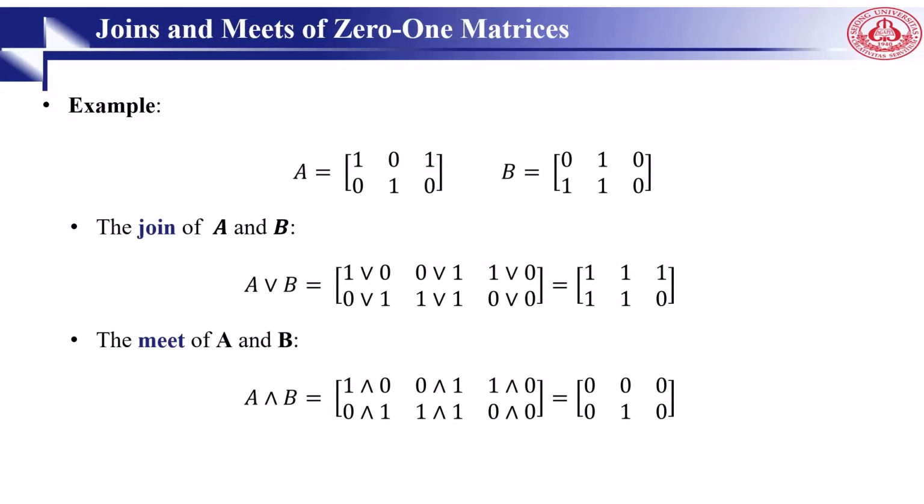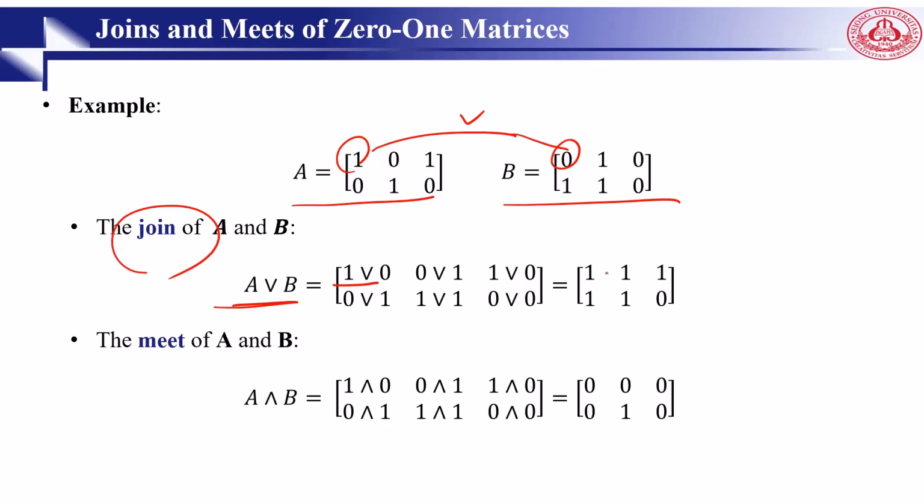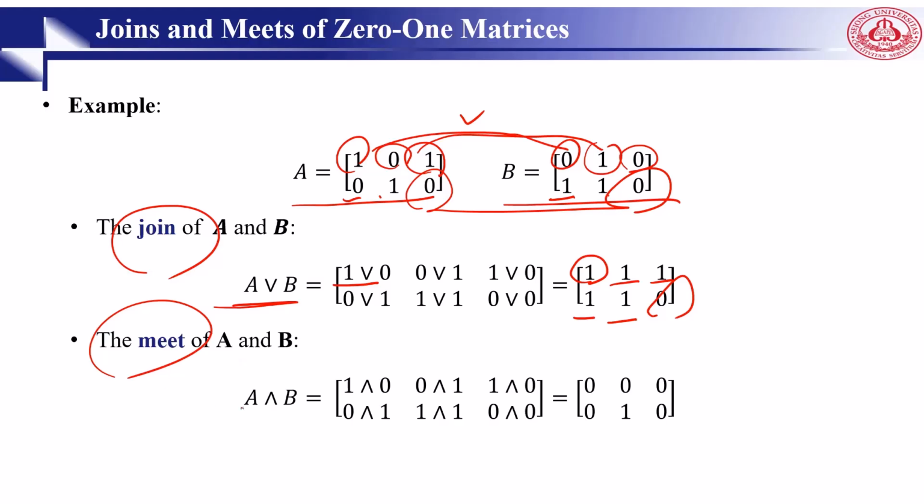An example will help you better understand join and meet. You already understand these operators for scalars. Here we do it for matrices. If we have 2 matrices, A equal to this one and B equal to this one. Join is simply OR. 1 or 0 is 1. 0 or 1, 1. 1 or 0, 1. 0 or 1, 1. 1 or 1, 1. 0 or 0, 0.